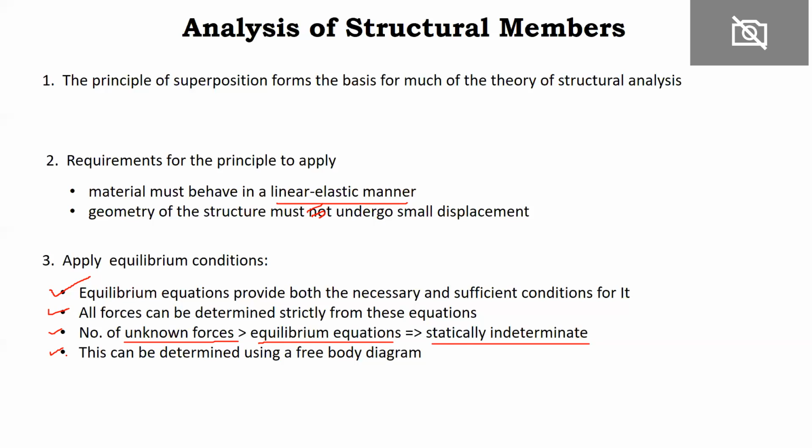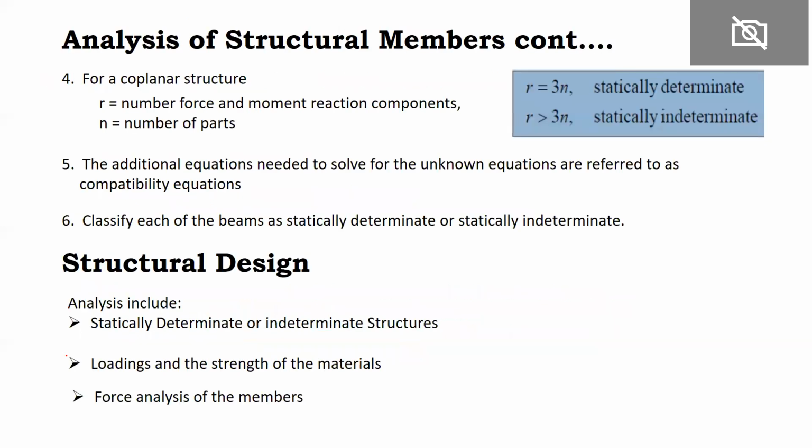The classification of determinate and indeterminate structures is based on the number of unknowns in the configuration or in the structure, and also it depends upon the number of equilibrium equations. Based on that, you can decide whether the structure is determinate or indeterminate. So this is the condition for determining whether the structure is determinate or indeterminate.